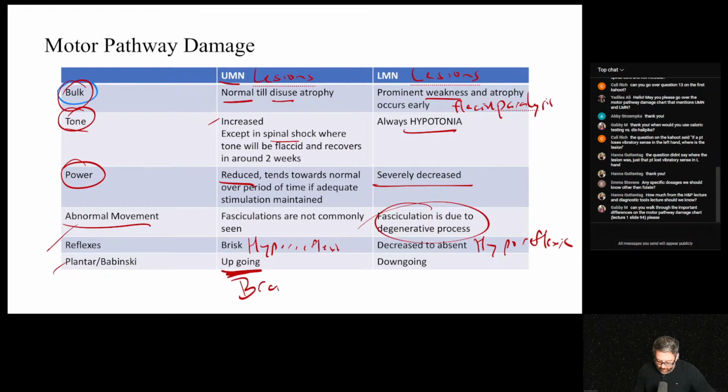Remember, these are brain reflexes, so that upper motor neuron has to send a signal back down to the toes to tell them what to do. Because the upper motor neuron is damaged, they're going to have upgoing toes, and downgoing toes for the lower motor neuron.